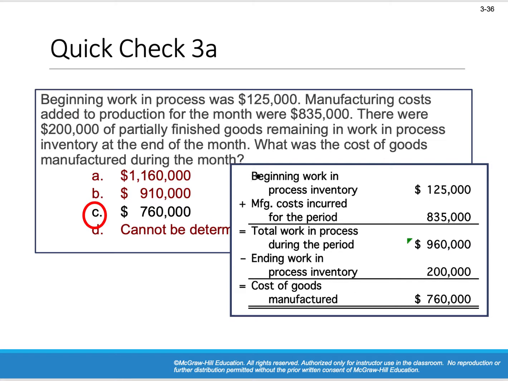Again, do I need to memorize this? Well, yeah, it would help. Or if you understand how it works, you don't need to memorize anything, right? Take our beginning work in process inventory account. We add all the manufacturing costs that we incurred during the period. That gives us our total WIP for the period. We subtract out our ending WIP. We now know the cost of goods manufactured.